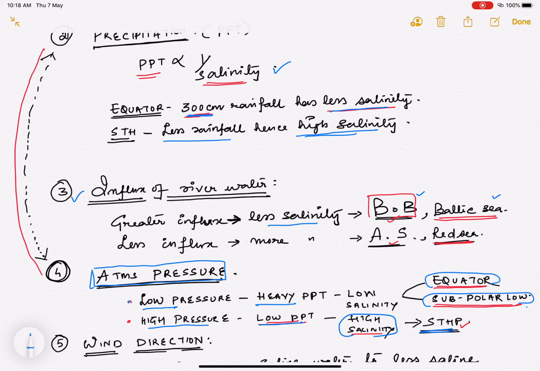Now, however, it is the influx of the number of rivers that are flowing from India into the Bay of Bengal that results in the lesser salinity of the Bay of Bengal.